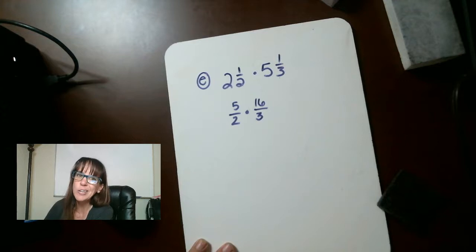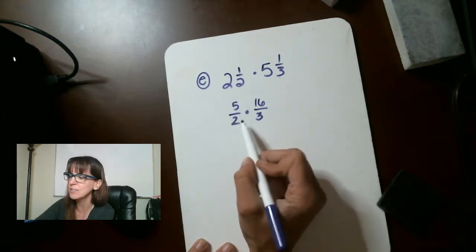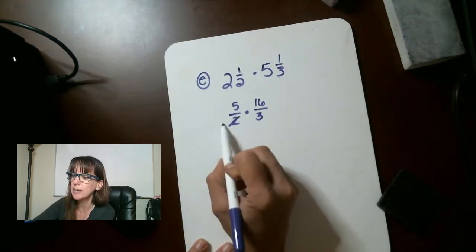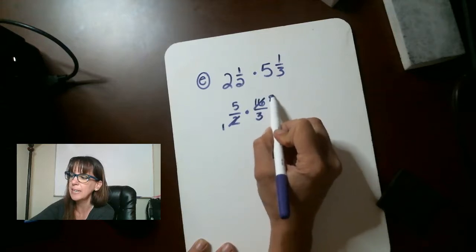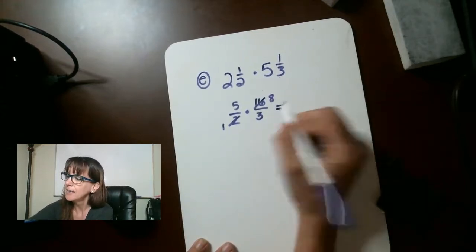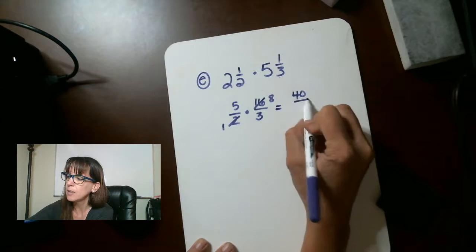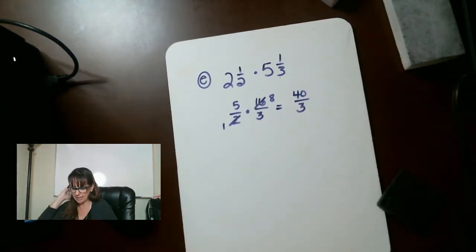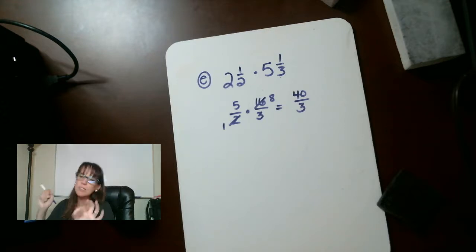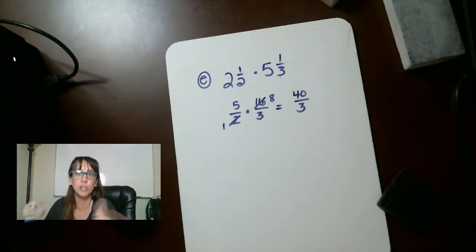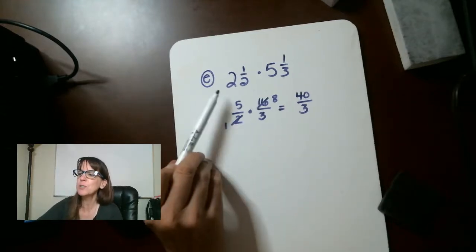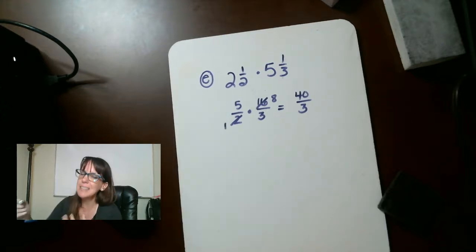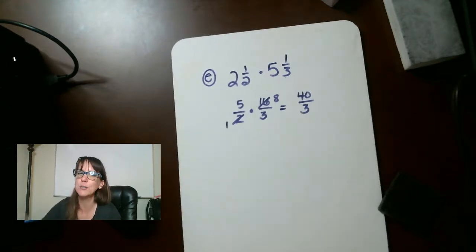Okay? Now looking at this, I can probably cross-cancel. Divide this by 2, I get 1. Divide this by 2, I get 8. Okay? On the top, I get 40. On the bottom, 3. And there's your answer. Now you can leave it like that. However, if you have to graph it, you're going to want to put it back into a mixed number so you know what's going on and where it goes on your graph. Also, if you start with a mixed number, it's technically proper that you put it back into a mixed number.